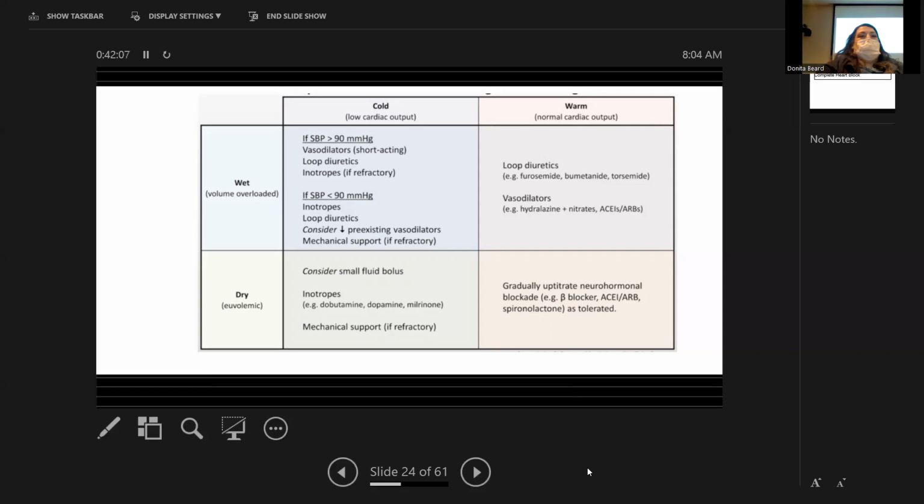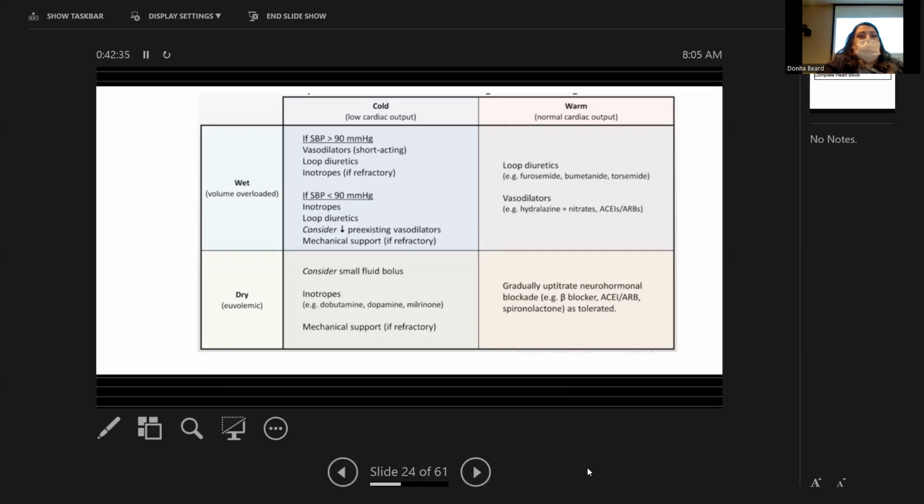You want to see if their blood pressure is greater than 90, if you have room for what's called afterload reduction. We'll talk about afterload in a little bit. You want to see if you can create forward flow by decreasing their resistance, and so decreasing their blood pressure a little bit. Then you can give them inotropes and loop diuretics to see if you can diurese them. Warm and wet is really just about getting the volume off, so it's diuresis heavy.